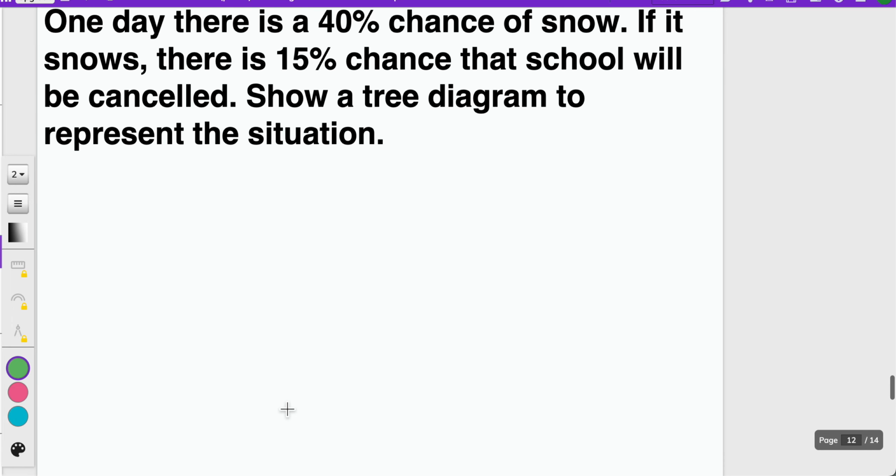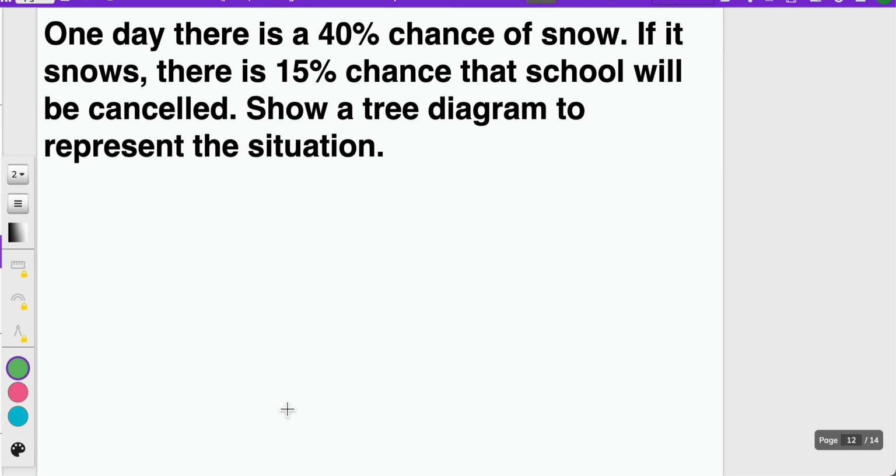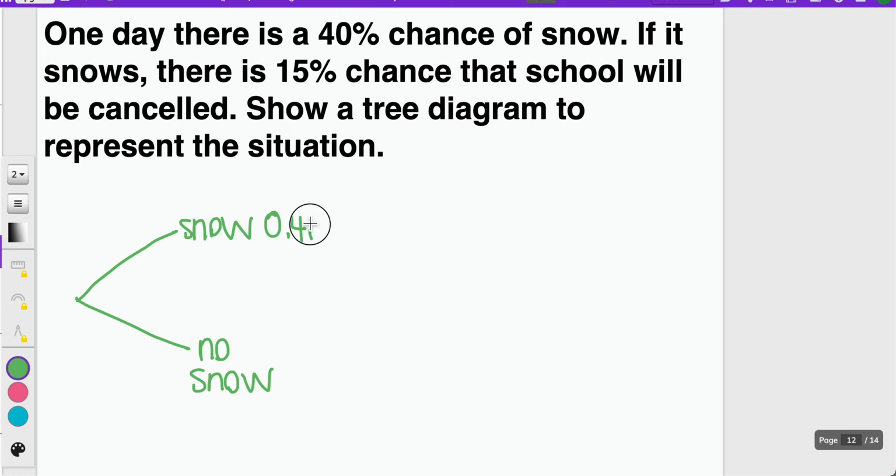Okay? One day, there's a 40% chance of snow. If it does snow, then it's a 15% chance that school will be canceled. Show a tree diagram to represent the situation. Okay? So, first 2 options. Either there's going to be snow or no snow. So if I have snow, which is 40% chance, I'm going to write this as a decimal, 0.40, which means no snow is 60% chance, or 0.60.